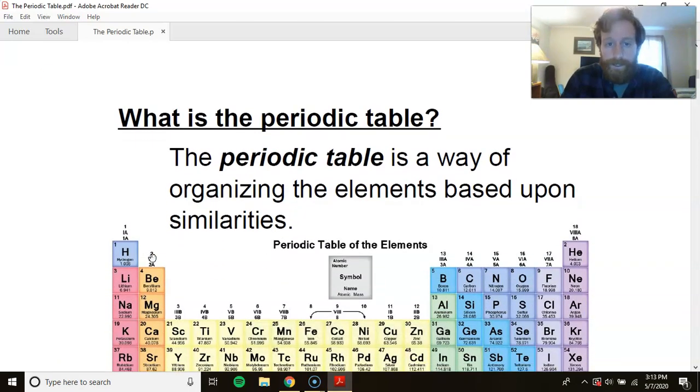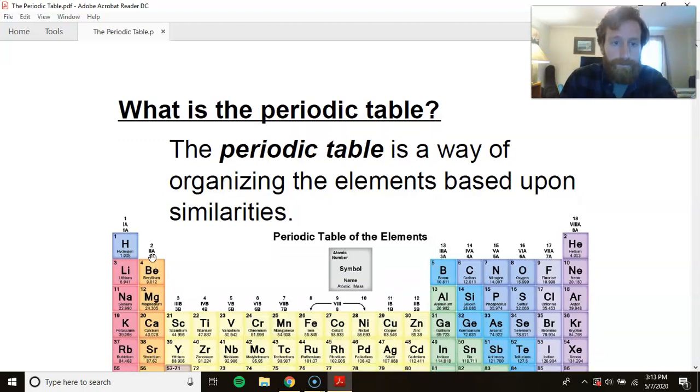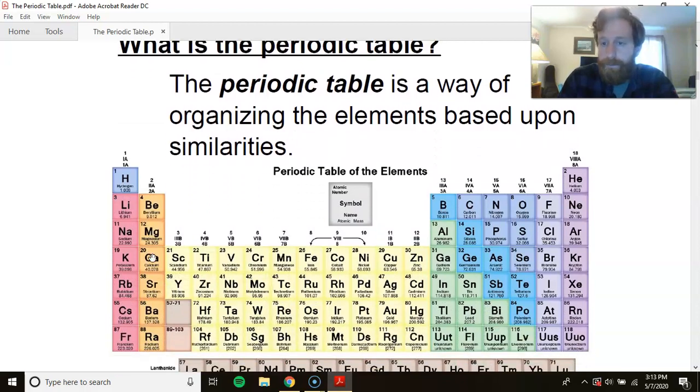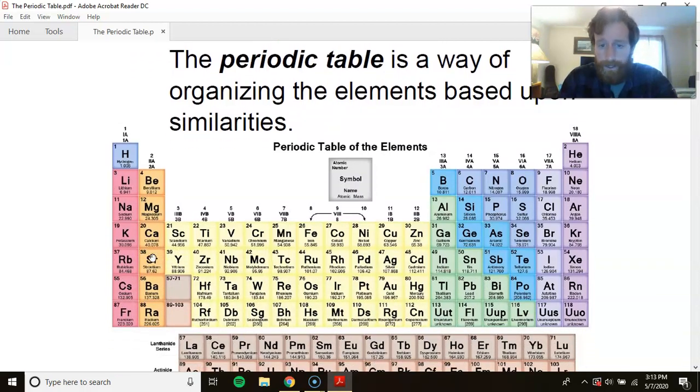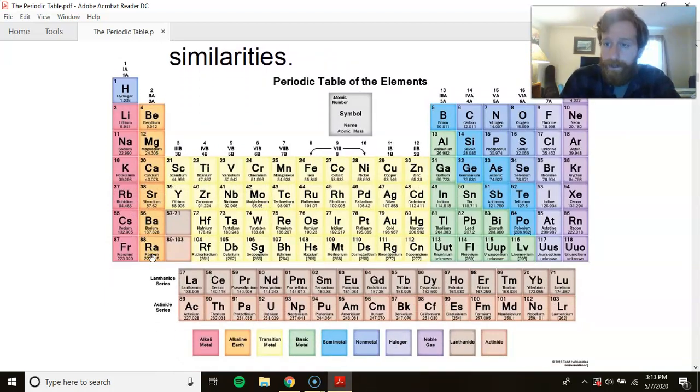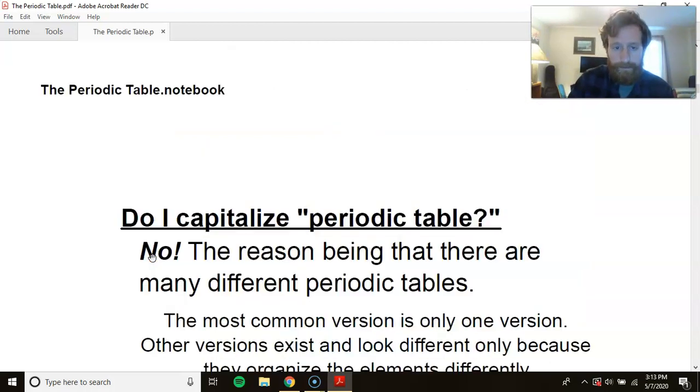So first of all, what is the periodic table? The periodic table of the elements, as it's often referred to. The periodic table is a way of organizing the elements based upon their similarities. And you guys have looked at this plenty of times. We'll be looking at a lot of periodic tables today. But again, just a way of organizing elements.